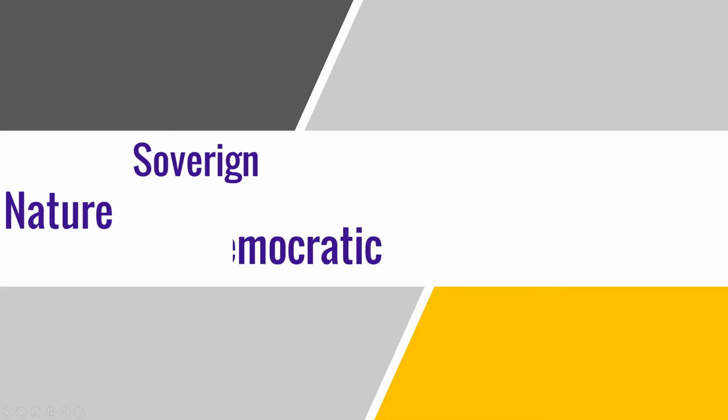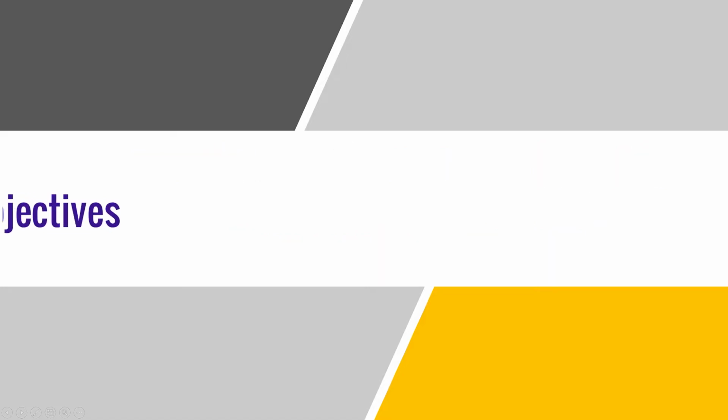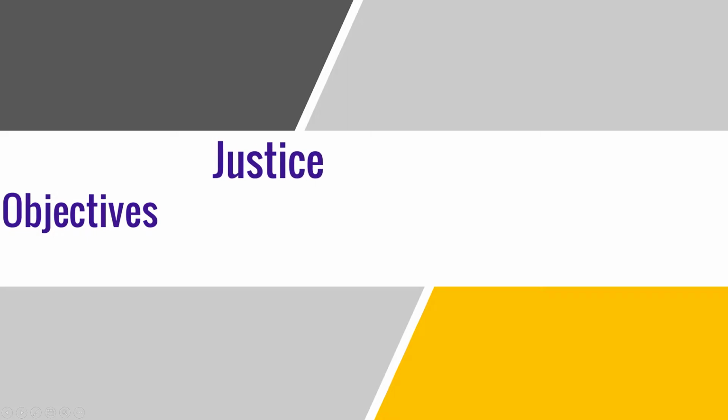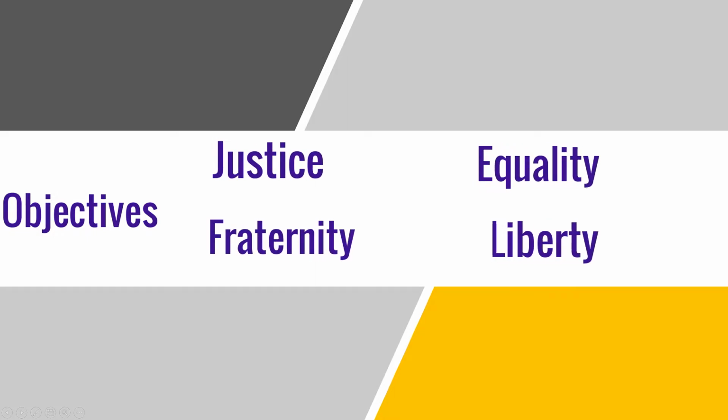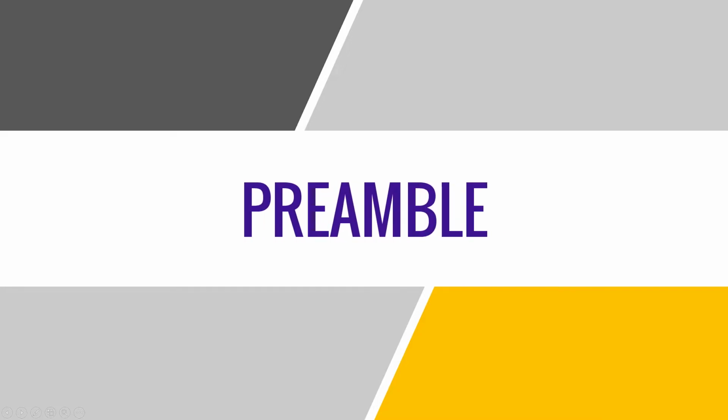Then second, nature. The words sovereign, democratic, secular, socialist, republic, these 5 words define the nature of the Indian Constitution. Then there are objectives like justice, equality, fraternity and liberty. It establishes the objectives of the Indian Constitution. And in the last we have a date, which is 26th of November 1949. On this date, the Indian Constitution was adopted. The preamble is an introductory statement and guide. It tells us about the source, nature and objectives of the Indian Constitution.